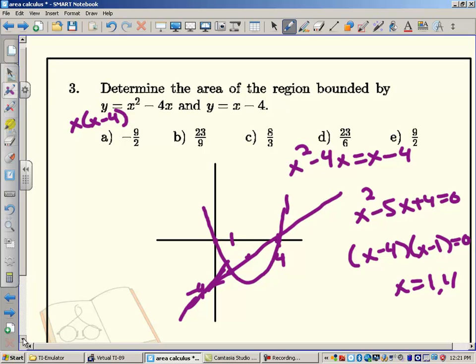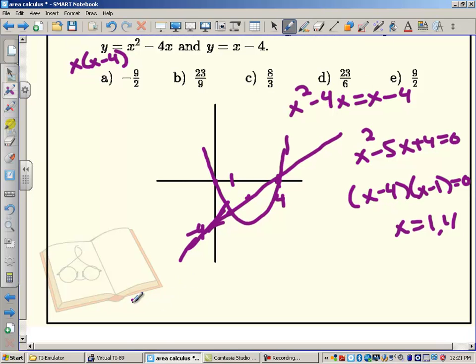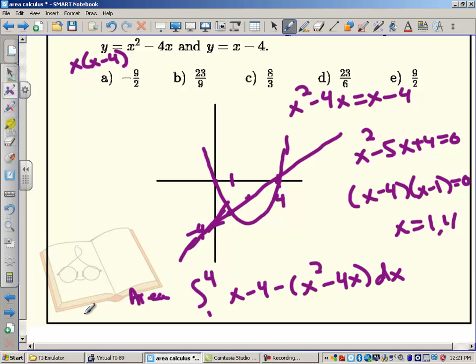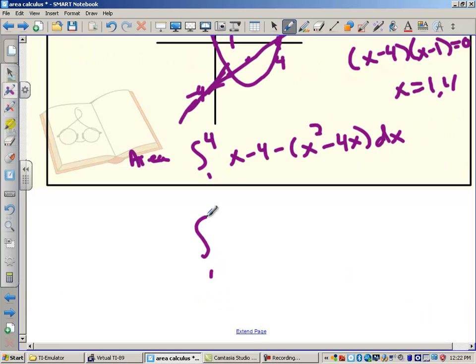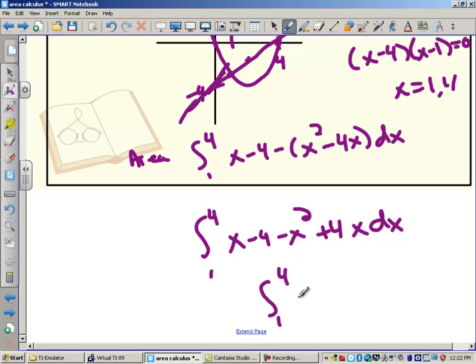So to find the area, I'm going to do the integral between 1 and 4 of the top function minus the bottom function. We're actually going to crunch the numbers on this one, so let's clean it up before we integrate. x minus 4 minus x squared plus 4x. So that's going to be the integral from 1 to 4 of 5x minus x squared minus 4.